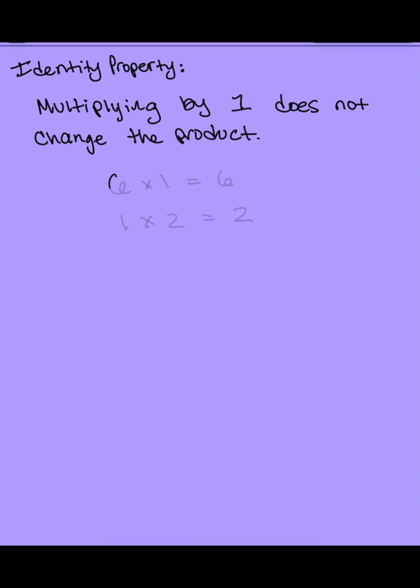So you could do 6 times 1, and that's still going to give you the same value, 6. 1 times 2, you're still going to get 2. So you can multiply any number by 1, and you're still going to get the same number back.